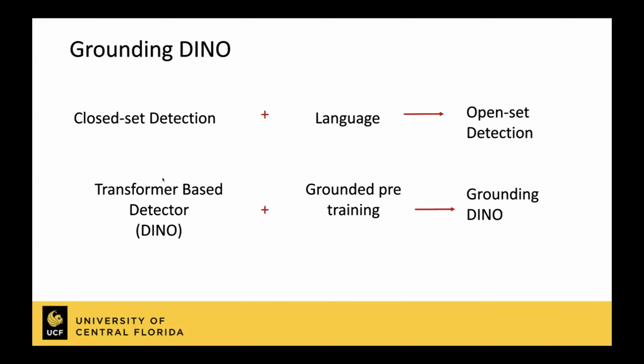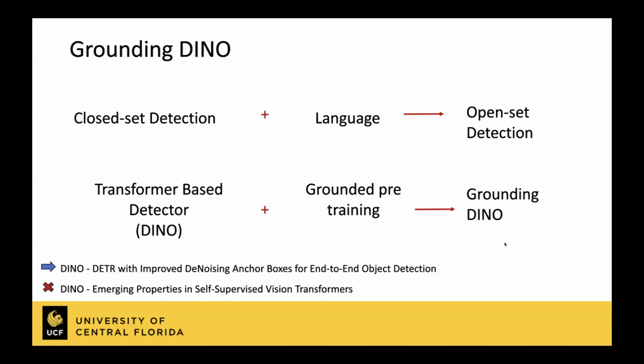Now, we use the transformer-based detector DINO, which not only achieves state-of-the-art results in object detection, but also lets us integrate multi-level text information. By adding this to the grounding pre-train, we obtain the model Grounding DINO. This is just to avoid any confusion when we're referring to DINO DETR, with improved denoising anchor boxes for end-to-end object detection, and not DINO, emerging properties in self-supervised vision transformers.